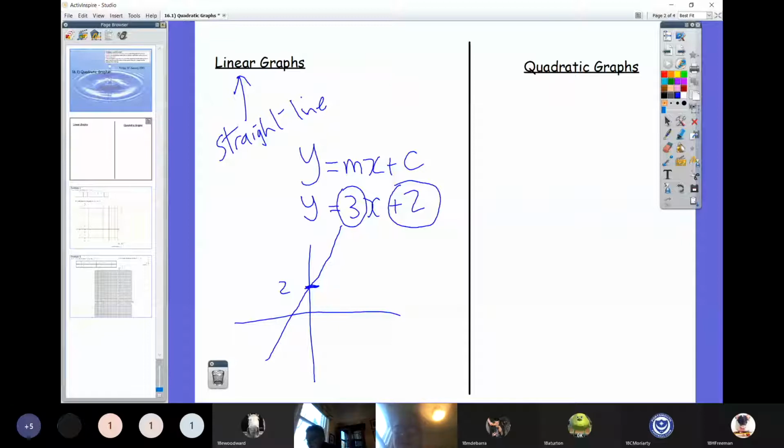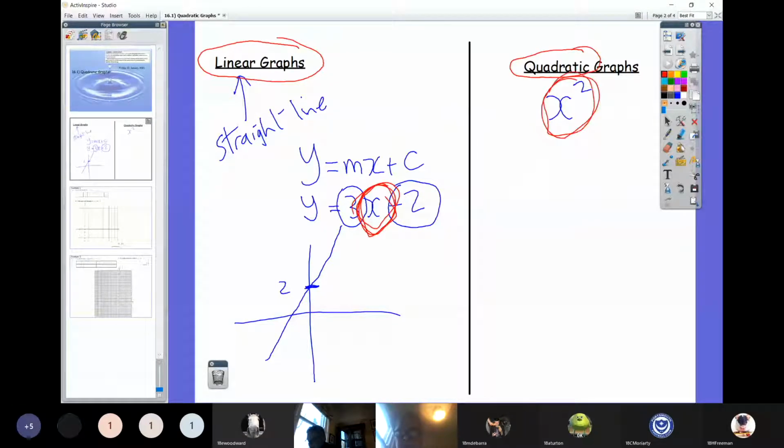Now quadratic graphs, these are when we've got some x squareds involved. For linear graphs, you always just have x's in it, not x squareds. For quadratic graphs, you have x squareds in it. So for example, you could be plotting y equals x squared plus 6x plus 4.